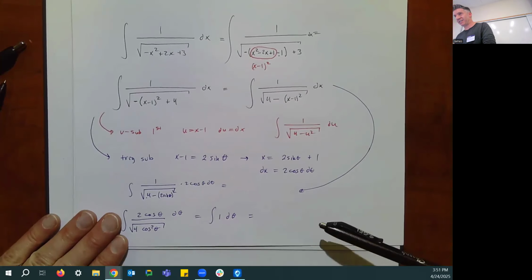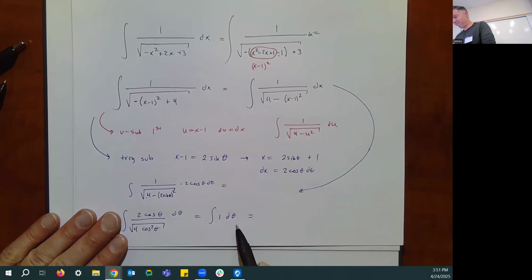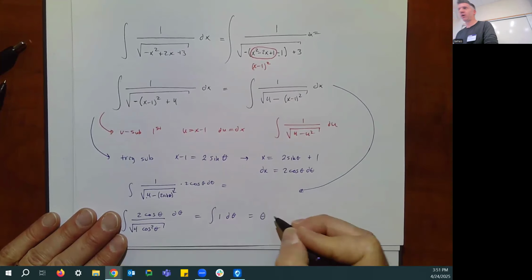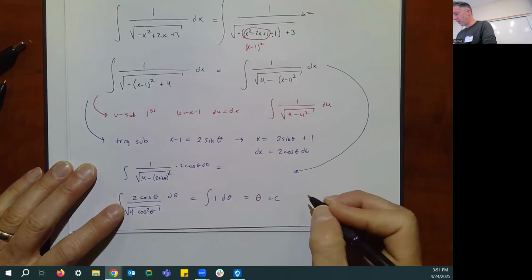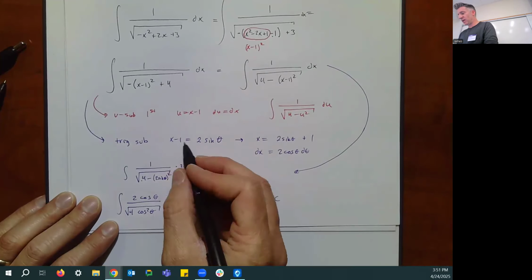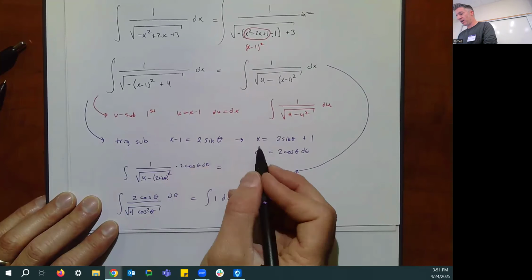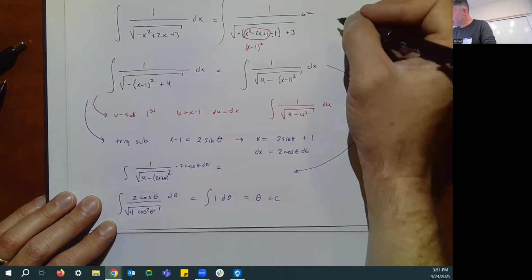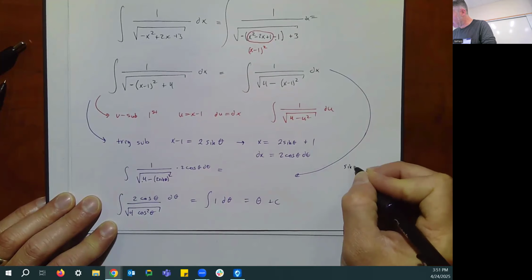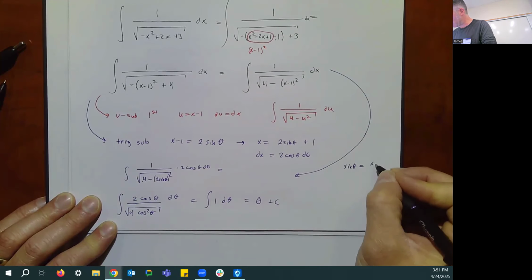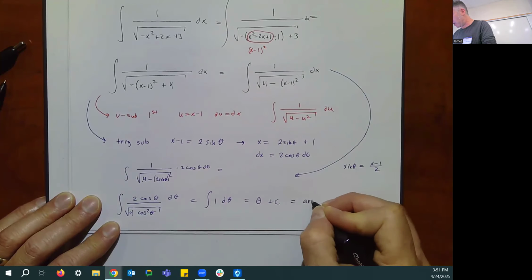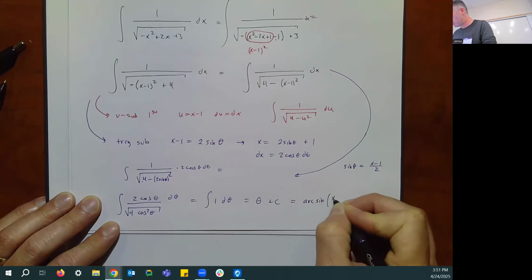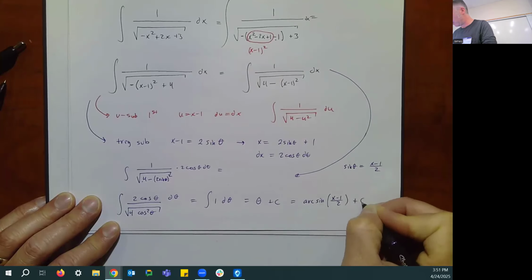Not x, it's got to be the variable you're working with. It's theta plus c. And then since 2 sine theta is equal to x minus 1, we can say that sine of theta is equal to x minus 1 divided by 2, and theta is equal to the arc sine of x minus 1 over 2 plus c.